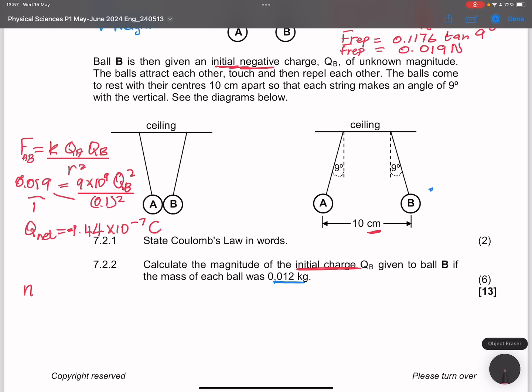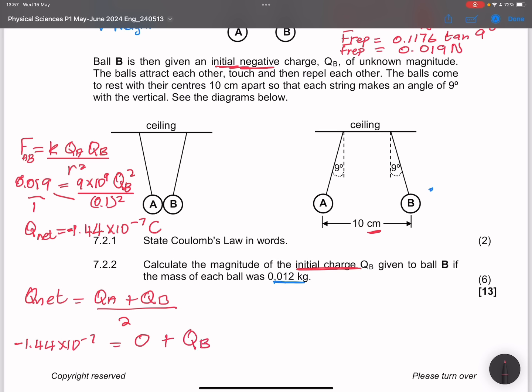Whenever we're finding net charge, Q net, it will always be QA plus QB divided by 2, the number of charges that were there, right? So Q net is negative 1.44. The charge on A was 0, remember, they were neutral, which means a neutral charge is 0 charge, plus the charge on B, divided by 2.